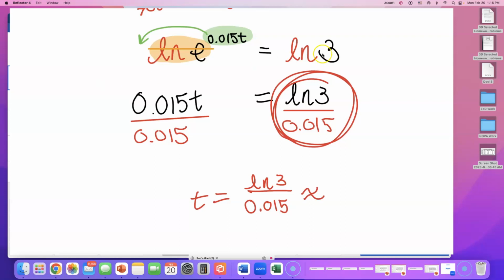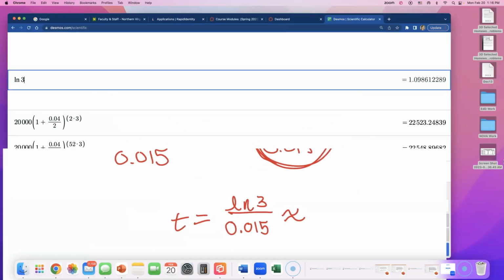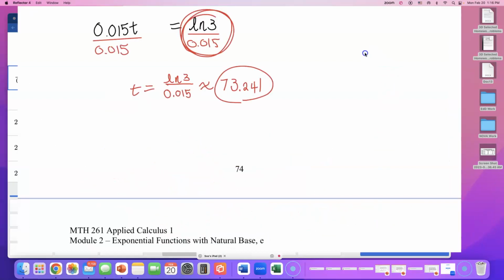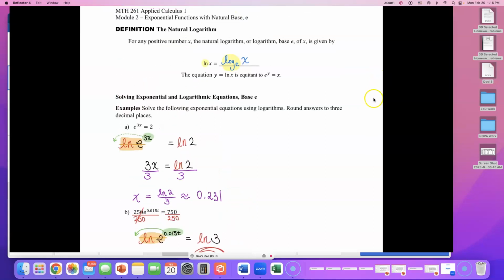If you want the decimal answer, this is where we type this into the calculator. ln 3 divided by 0.015. Our answer is 73.241. Okay? So that's how you can solve these exponential equations by taking natural log on both sides.